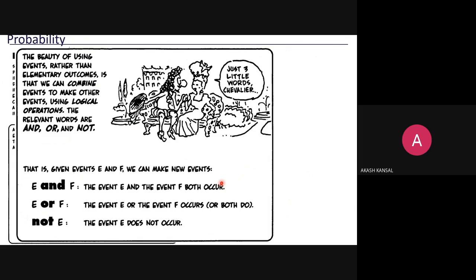Now, what is the beauty of using events rather than elementary outcomes? One thing is that we can apply certain logic to them. Basically, we have AND, OR, NOT logics, which are standard. What we mean when we say E and F is that event E and event F are both occurring at the same time. E or F would mean event E or event F occurs, and not E would mean event E does not occur. We'll see examples for that.